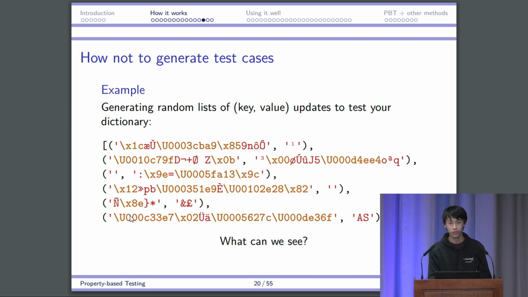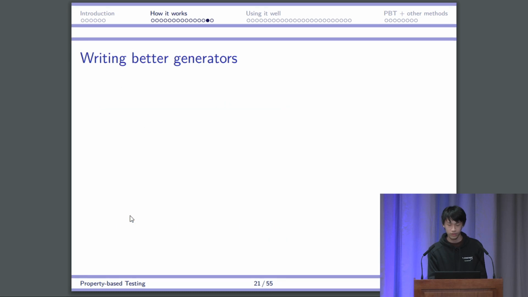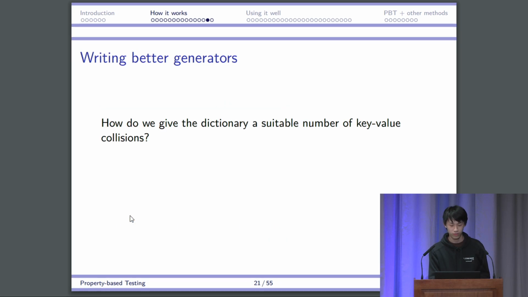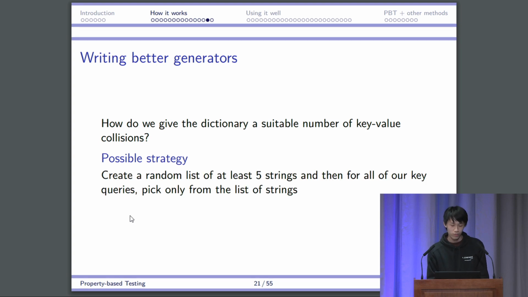So we want to alter the distribution of our test cases. And so how do we write a better generator to give the dictionary a suitable number of key value collisions? Well, here's a possible strategy. We could just create a random list of at least 5 strings and then just use that as our keys, right? And then for all of our queries, we pick only from that list of strings. And this would generate a suitable number of hash collisions.